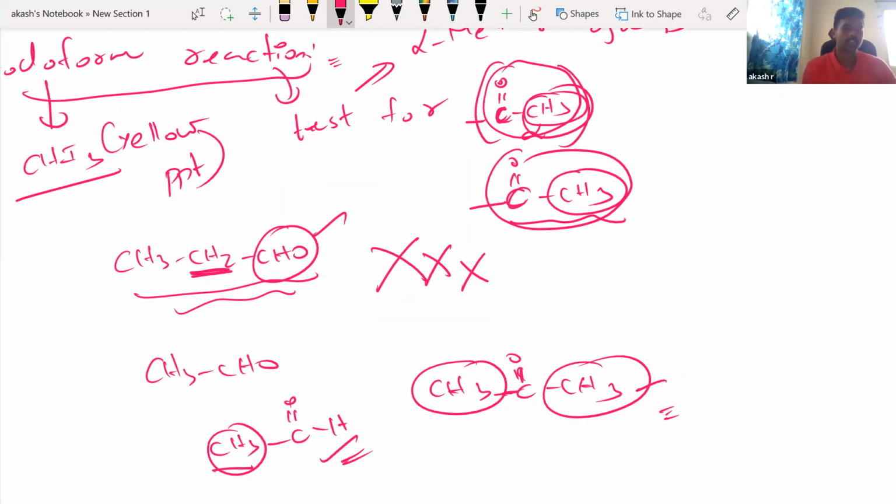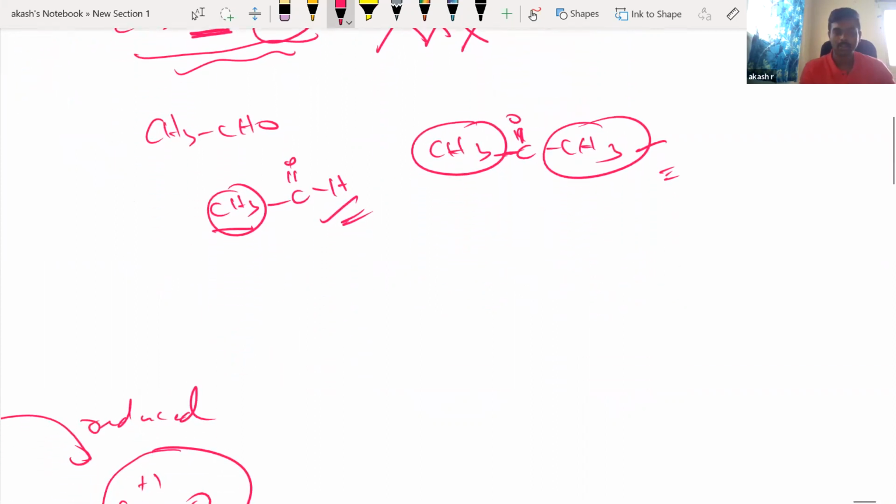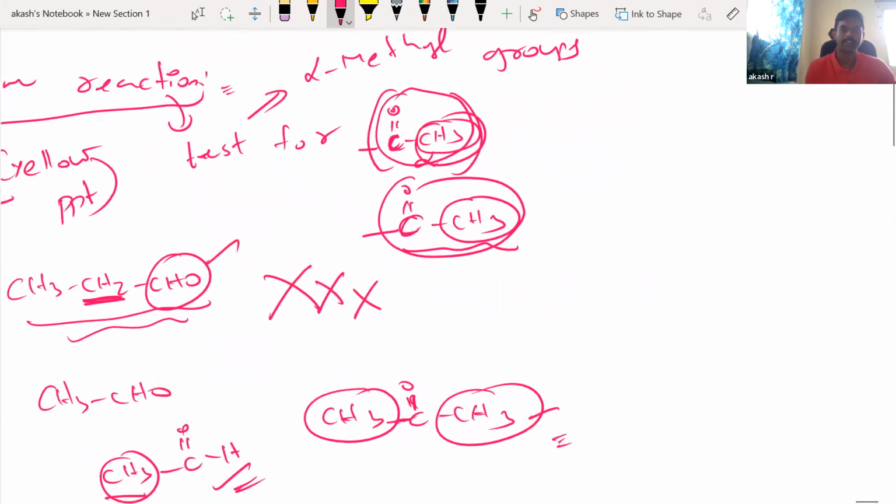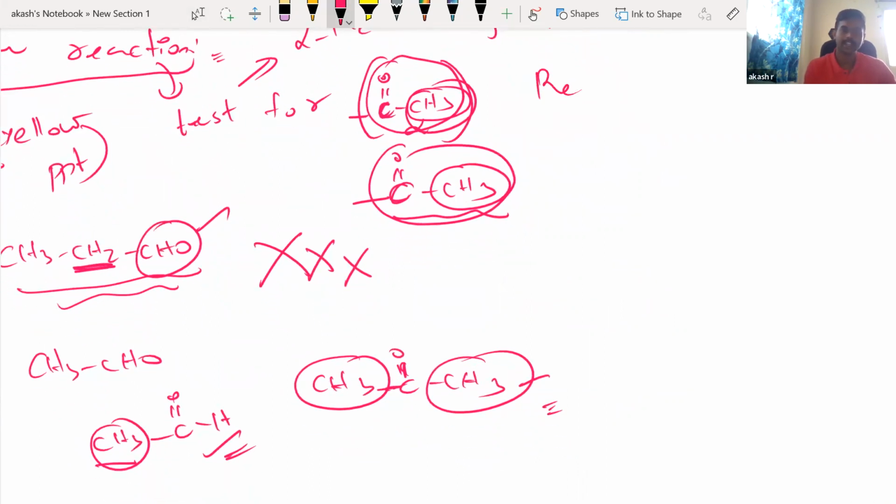Okay, fine. So now what are we going to do with these alpha methyl groups? We'll try to understand now. The reagent used for this reaction is NaOH plus I2. Iodine plus NaOH, that is your reagent.